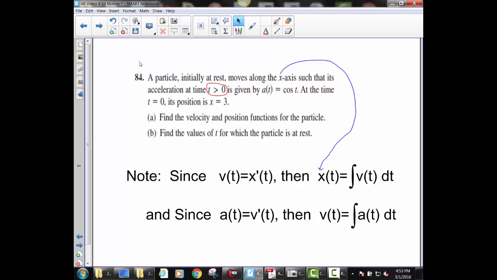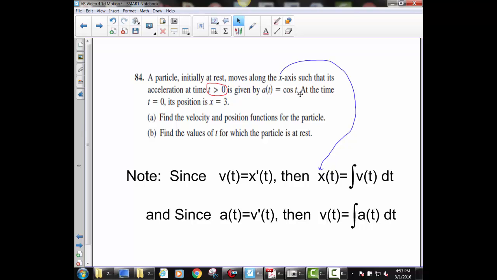Here's number 84. A particle initially at rest moves along the x-axis, so instead of calling the position s of t, we call it x of t, such that its acceleration at time t greater than 0, so keep in mind our t's are all going to be positive, is given by a of t equals cosine of t. So this is now a horizontal movement. This has nothing to do with acceleration due to gravity. This is not vertical movement. It's moving along the x-axis.